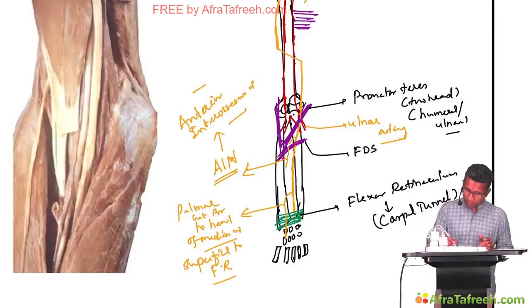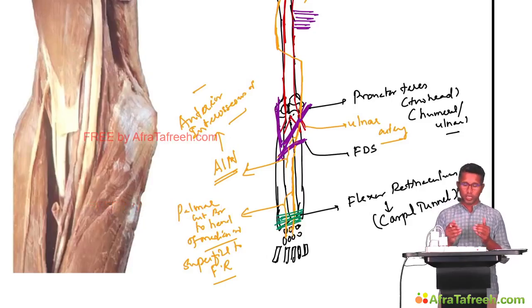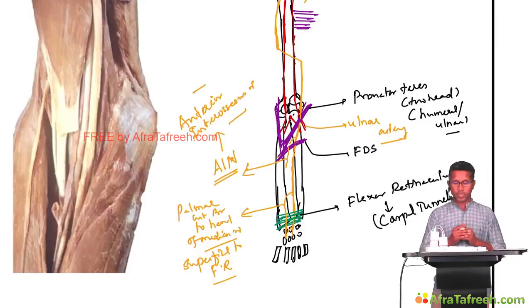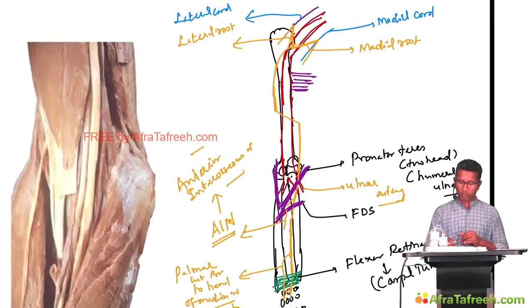Now when the median nerve passes across the flexor retinaculum, it enters the palm, divides into branches and supplies the skin and the muscles of the palm region. We will see about those when we come to the branches. Okay, clear? So this is the course of the median nerve. Okay, so just see what is happening to the median nerve.